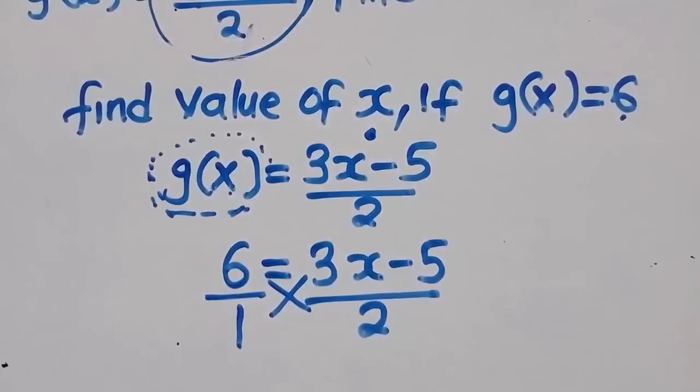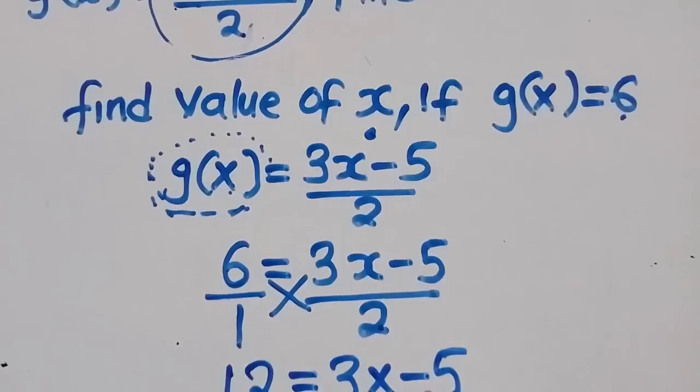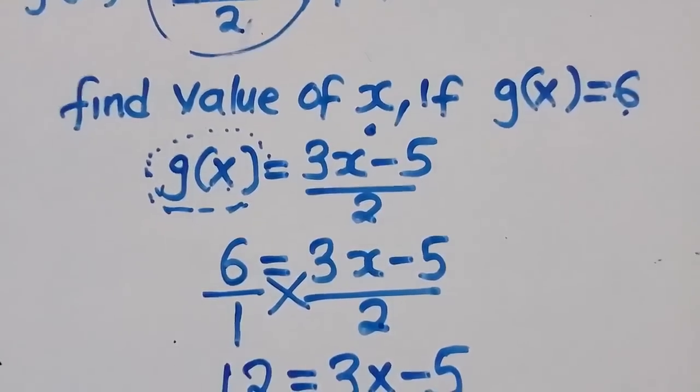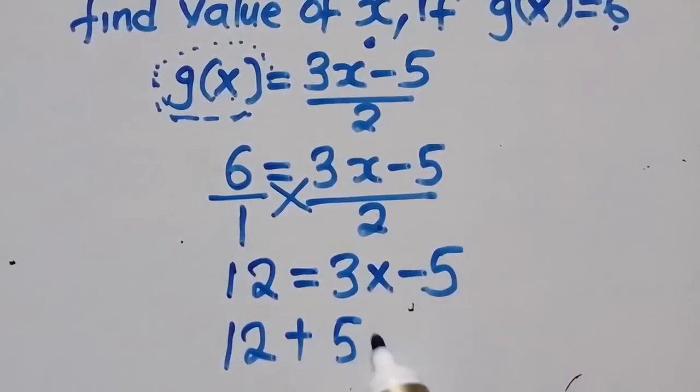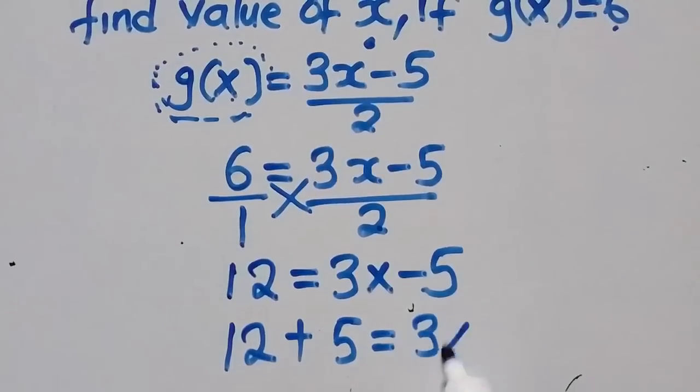You cross multiply. So when you cross multiply, 2 times 6, 12. 12 is equal to 3x minus 5. This is what we are going to have. From here, you group the like terms together. How should you group the like terms together? You say 12, this one comes this side, becomes positive 5, which is equal to 3x.